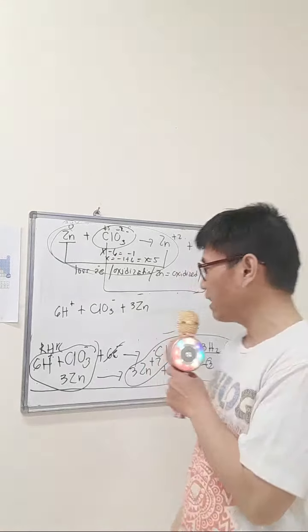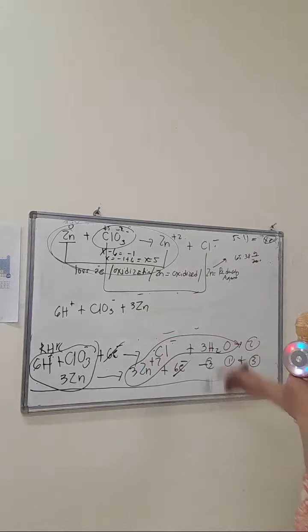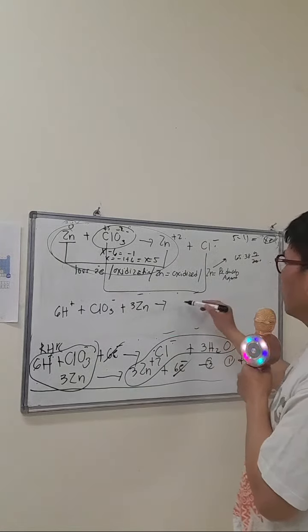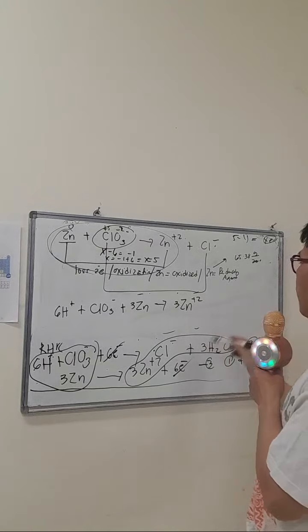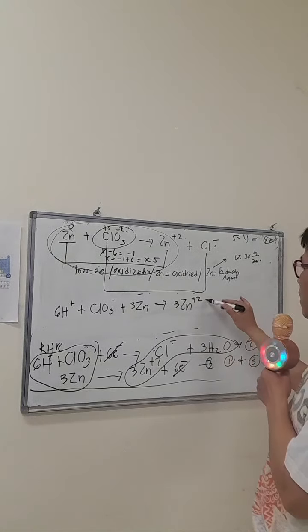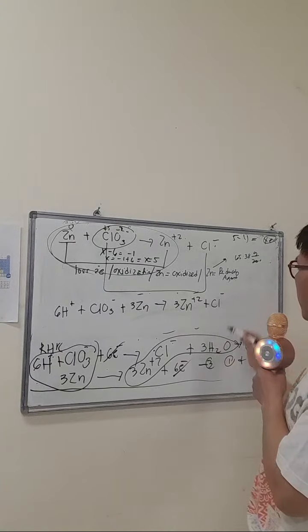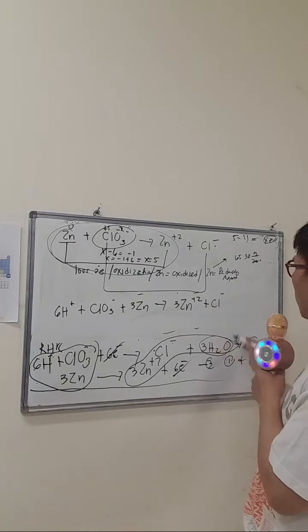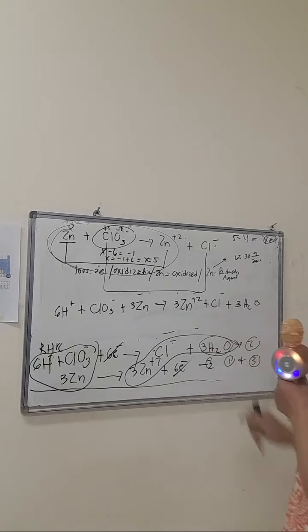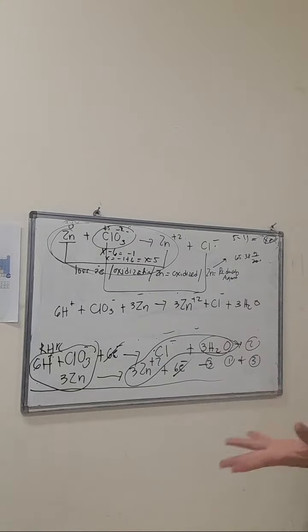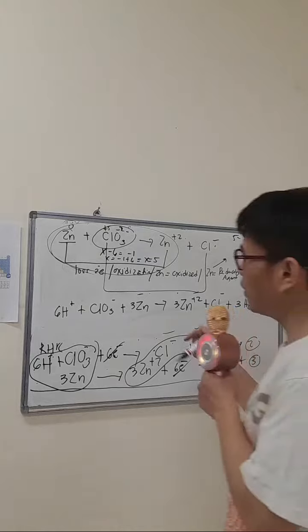35.45 grams per atom is equal to 3 zinc positive 2 plus chloride, like this, and 3 moles of water. Okay, 3 moles of water. Now, balance the atoms first as the procedure to make sure this is correct.